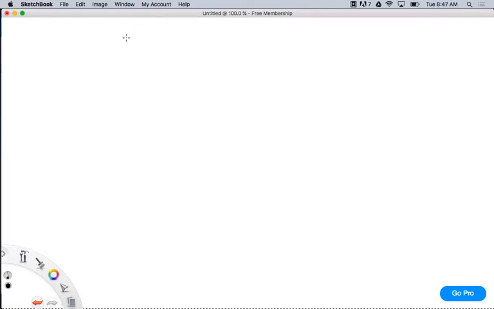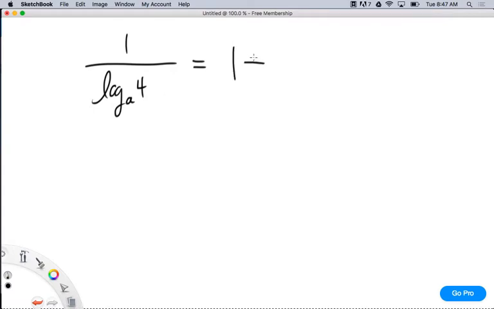Now, what about another one? What about something like this? 1 over log base A of 4. Well, this is the same thing. Look at this carefully. When you get something like this, this is what I recommend: you immediately turn it into 1 divided by log base A of 4. Why?